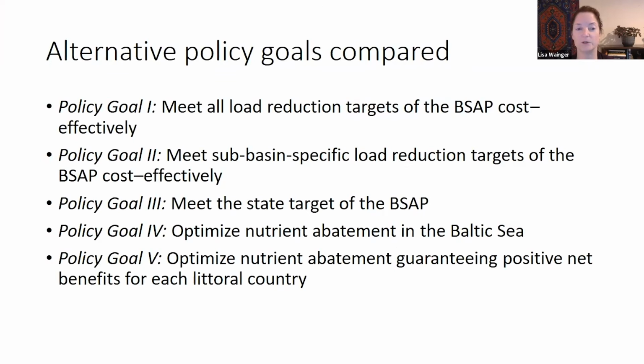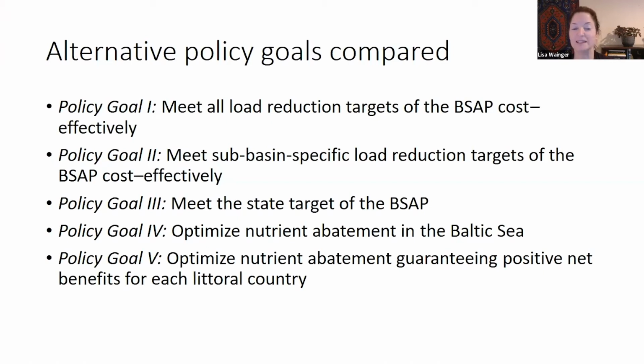What they did was pretty interesting in that they looked at a variety of policy goals. So the first one, there are these load reduction targets for the Baltic as a whole and for sub areas, and they just said we're going to meet all those. So that doesn't really need a cost benefit analysis. You're just saying meet all the goals, what's the cheapest way to do it? Then the other question was, what if we looked at meeting sub-basin goals cost effectively only? What would that look like as opposed to the overarching goals? The other one is only meet the larger water body goal.